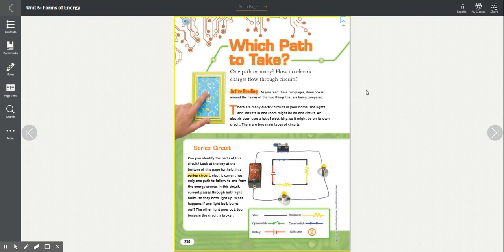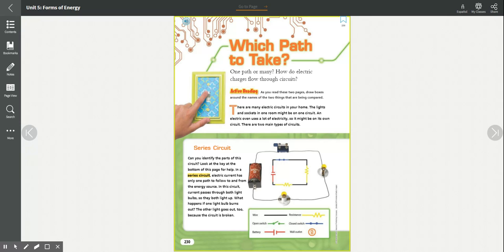There are many electric circuits in your home. The lights and sockets in one room might be on one circuit. An electric oven uses a lot of electricity, so it might be on its own circuit. There are 2 main types of circuits. First is a series circuit. Can you identify the parts of this circuit? Look at the key at the bottom of this page for help.